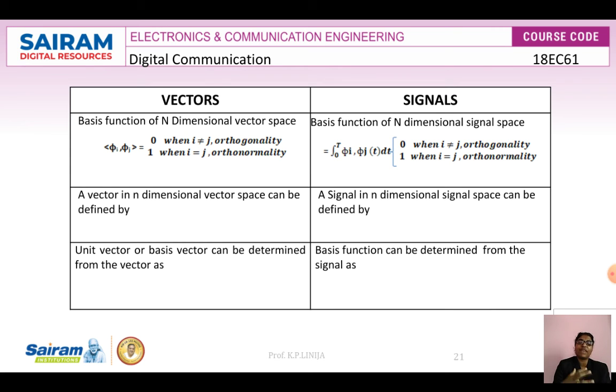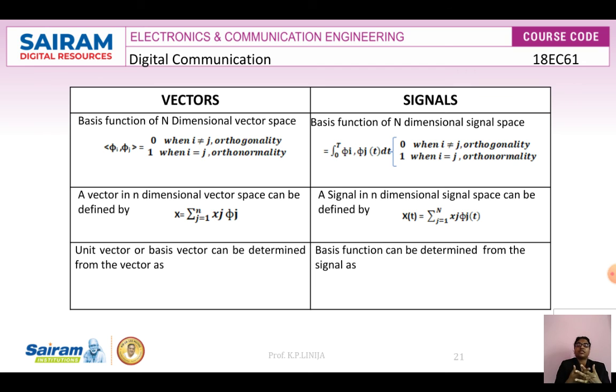And coming to the vector, how do we define a vector in an n-dimensional vector space? X is equal to the summation from j equal to 1 to n of xj into phi j. Coming to the signal, we define the signal in an n-dimensional space as x of t is equal to the summation from j equal to 1 to n of xj into phi j of t. This is the relationship whenever we represent vectors in n-dimensional space as well as signals in n-dimensional space.